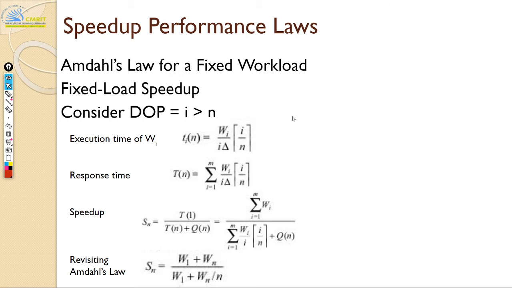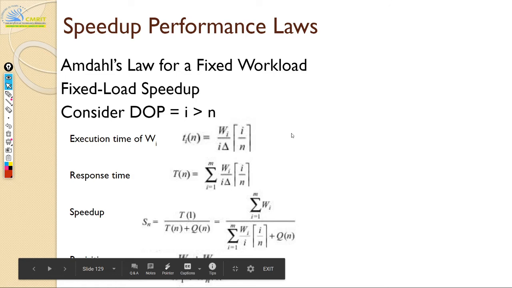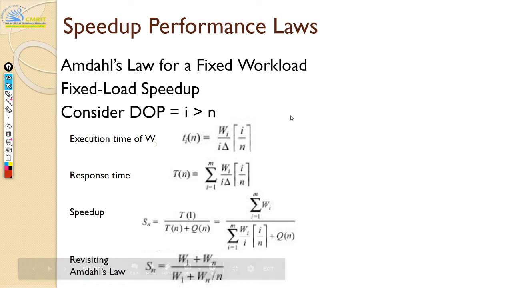Now when you want to revisit Amdahl's law, what you have is your Sn. You're just going to expand this formula, and for now ignore your q of n. In Amdahl's law you assume two things. First, you have a workload that has a completely sequential part and then a completely parallel part. Here your DOP will be 1, and here your DOP is going to be n. So you just have two scenarios; there's nothing in between.